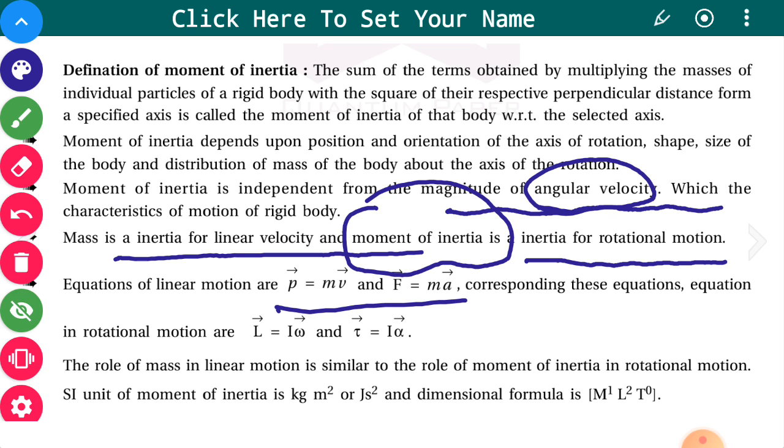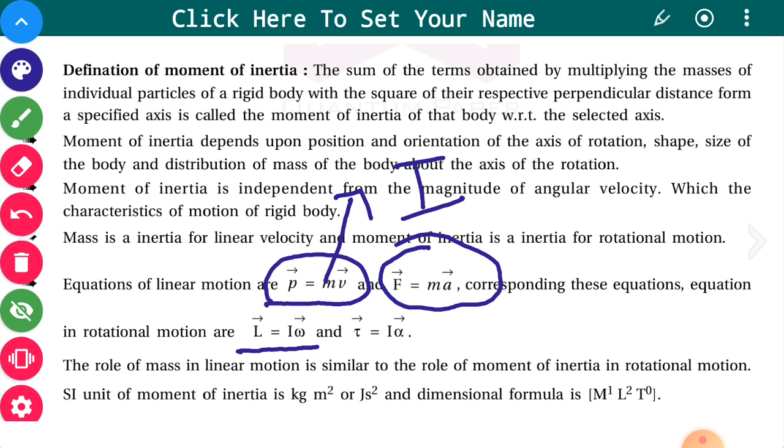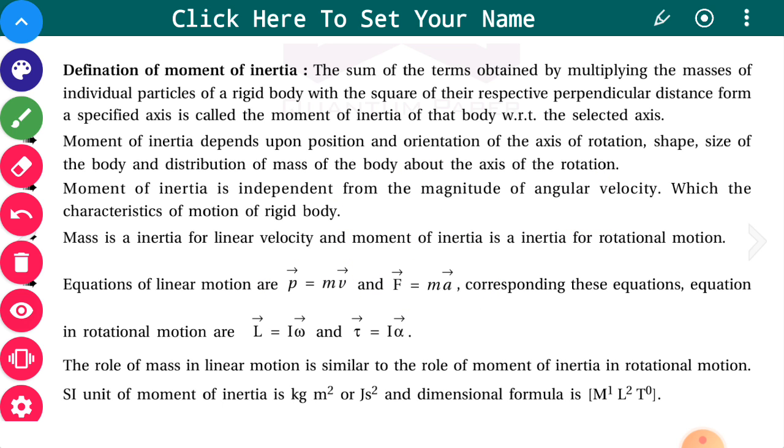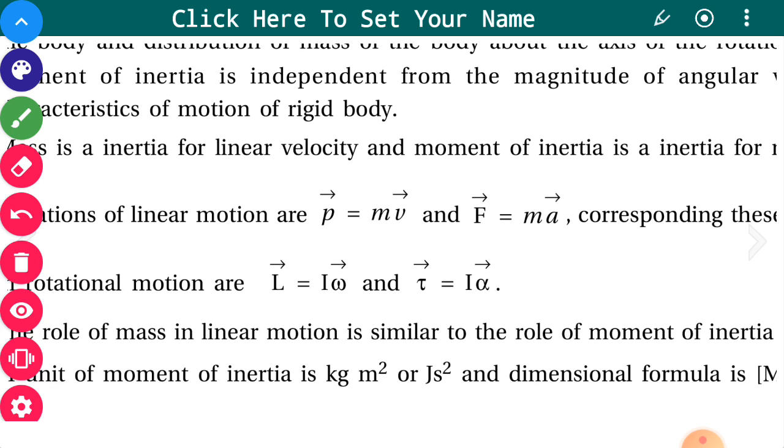We have P is equal to mv for linear motion, and we had F is equal to ma. So here the angular momentum will become, instead of m we shall write I, instead of v we shall write omega. So it becomes L is equal to I omega. Same equations, but their notations are changed according to the type of motion.